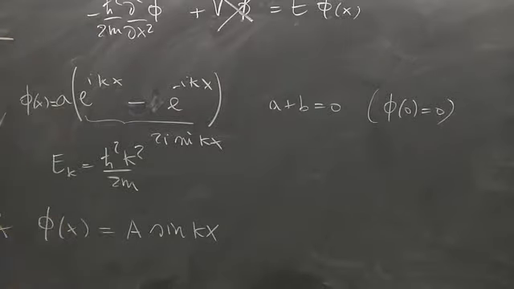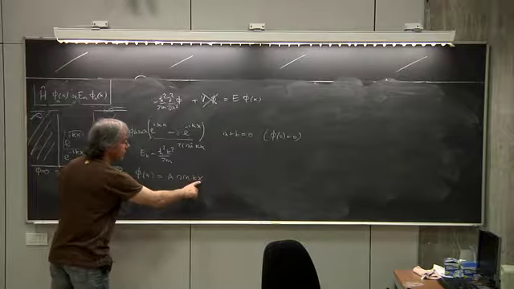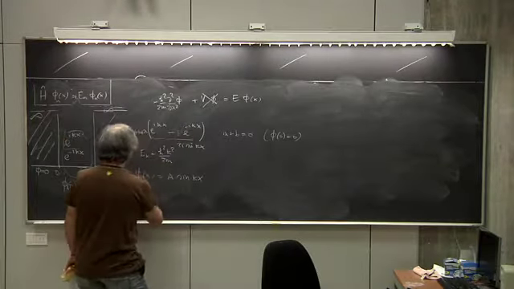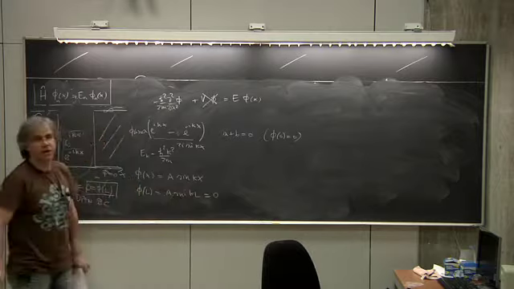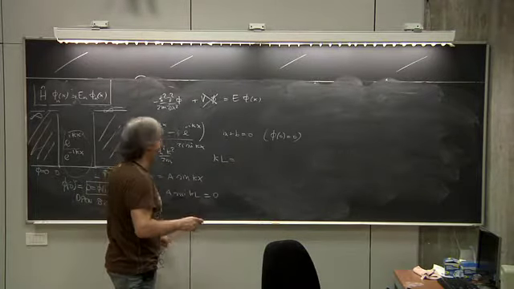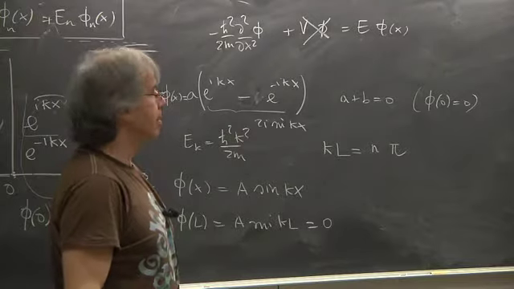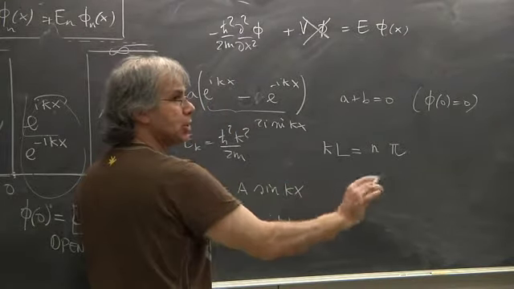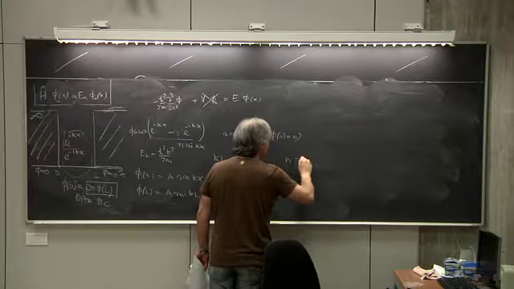But still, I have to impose this. So not all possible k's would do that. You see, all possible k's are such that when you multiply by zero here, you get zero. But you want also that phi of L, which is a sine of kL, should be zero. But when is the sine of kL zero? When k times L is n pi. Now, you should avoid n equal to zero. Because if n is equal to zero, k is equal to zero. And if k is equal to zero, the sine at any x is zero, which means you kill the wave function altogether. No, don't do that. So n is different from zero.